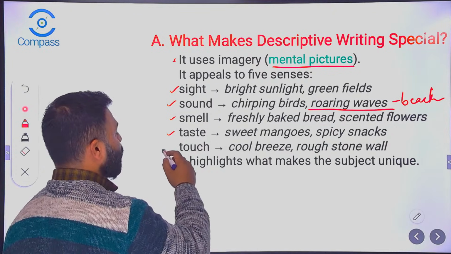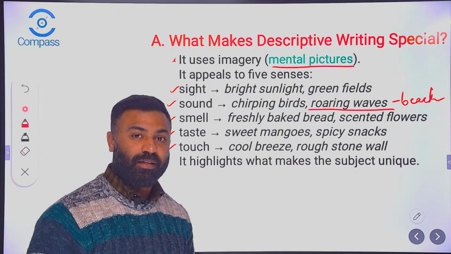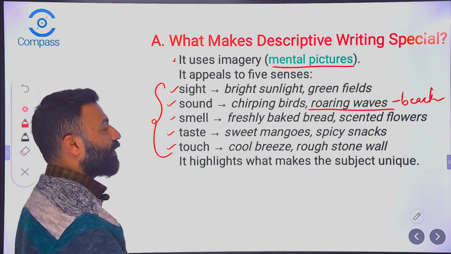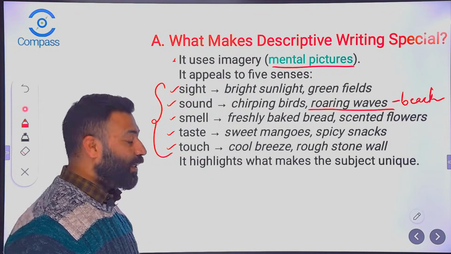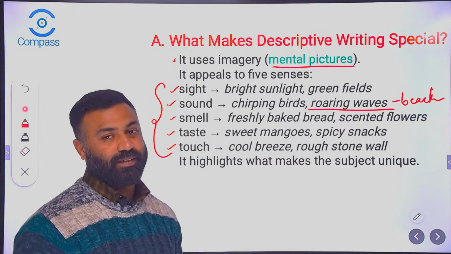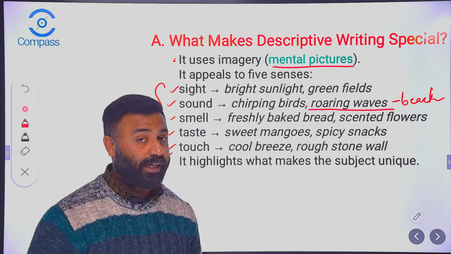Touch, what is this? Cool breeze, rough stone wall. What do you get to use? All these five senses, right? It highlights what makes the subject unique. So this is the backbone of descriptive writing.